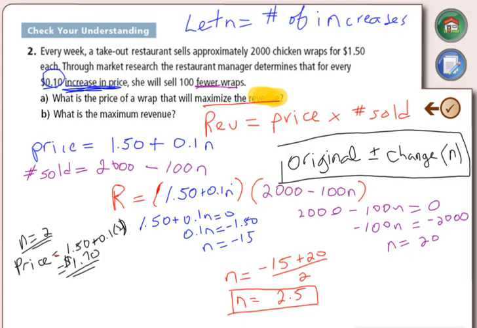And now we need to know the number sold. So we're going to take number sold, and that's going to be 2,000 minus 100, and put your n value in there, 2. Work that through, and we're now going to sell 1,800 of them. If you would use 3, you would have said it's $1.80, and you'd sell 1,700. As the owner, you're going to have to make the decision, do you want to go 2 increases or 3 increases?